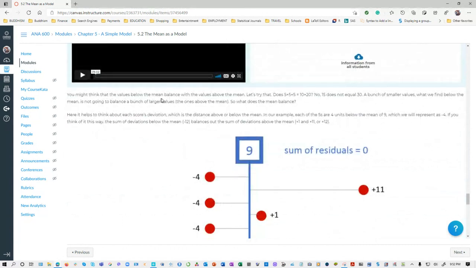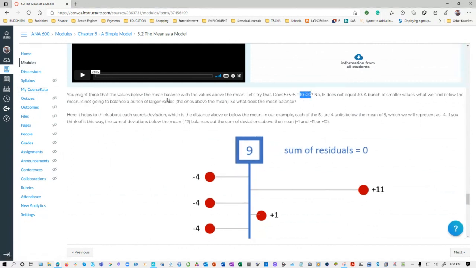You might think that the value below the mean balances with the value above the mean. Let's try that. Does 5 plus 5 plus 5 equal 10 plus 20? No. If you look at 3 5s and then 10 and 20, 15 does not equal 30. On this side you get 3, and you get 2 numbers.